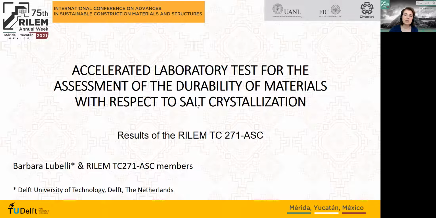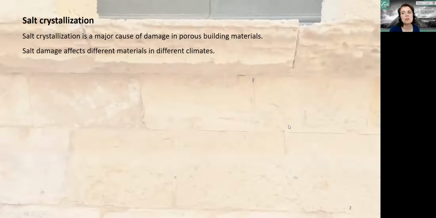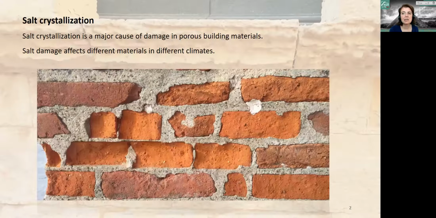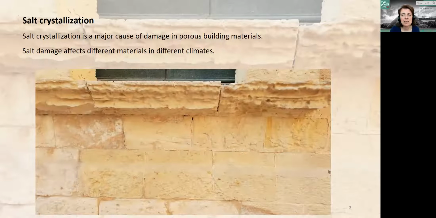Salt crystallization is a common cause of damage for many different building materials, very often in historic construction, but also in new buildings. Salt damage may affect different materials in many different climates. Material with a high mechanical strength may still be subjected to salt decay, and damage occurs in hot as well as in cold climates and in humid as well as in dry environments.